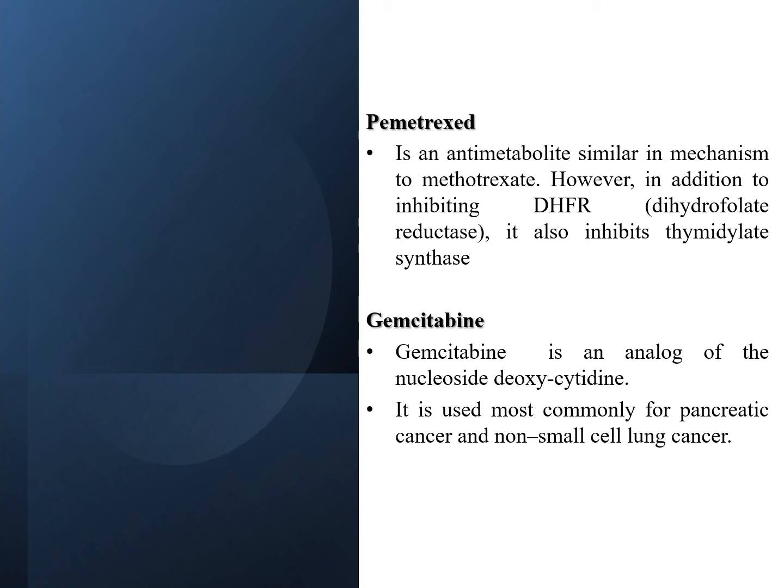We also have pemetrexed. Pemetrexed is similar in its mechanism of action to methotrexate. What it does is inhibit dihydrofolate reductase. However, this drug also inhibits thymidylate synthase, leading to cell death. Gemcitabine is an analog of the nucleoside deoxycytidine. It's mostly used for pancreatic cancer and non-small cell lung cancer.